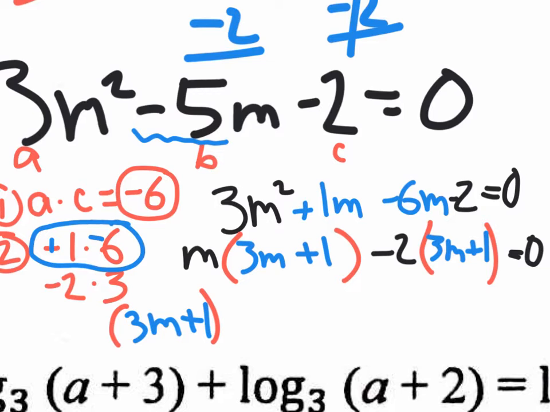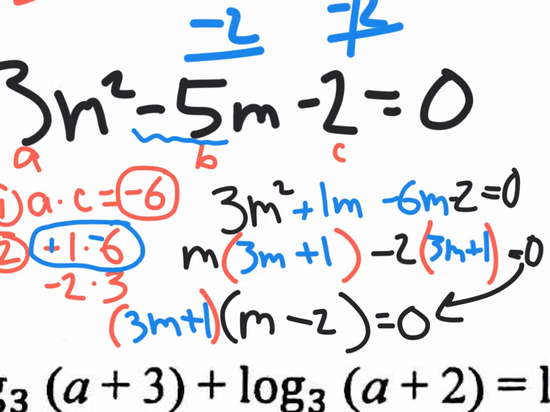Now what would be left if I pulled out the 3m plus 1 from here? This m is going to come down, so that's going to be an m right there. And if I pulled out the 3m plus 1 over here, the minus 2 is going to come down, and I'm going to have a minus 2 in there. So now this is the completely factored form. I'm still going to bring down the equals 0. But now I truly have something times something equals 0, which means that I could use the zero product property to split them and solve.